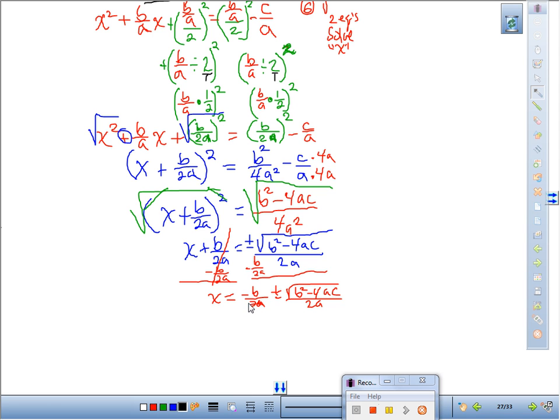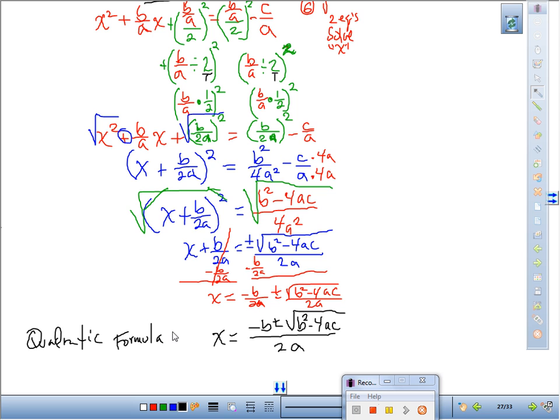And, hold on, aren't these 2 fractions? Yes, but do they have a common denominator? Yes. So the common denominator is 2a. And what do we have in the numerator? Minus b plus minus square root b squared minus 4ac over 2a. Copy that, please. And this is my quadratic. We just found the quadratic formula. Copy that, please.